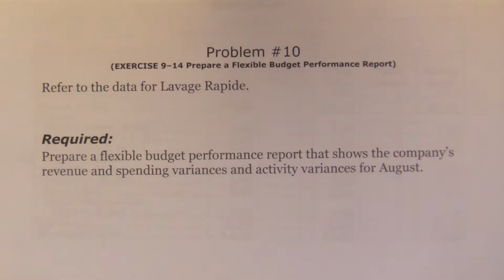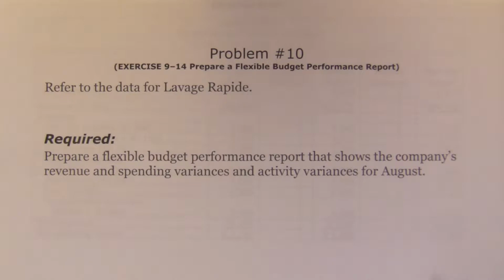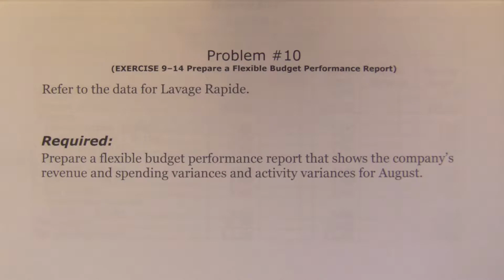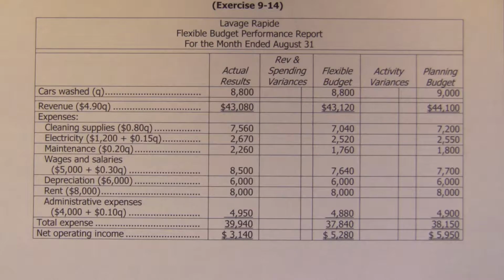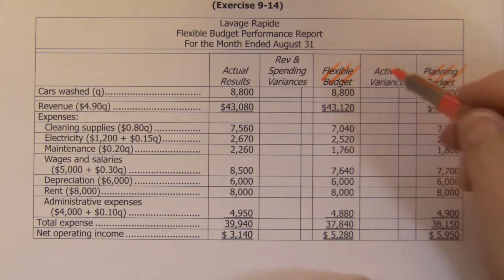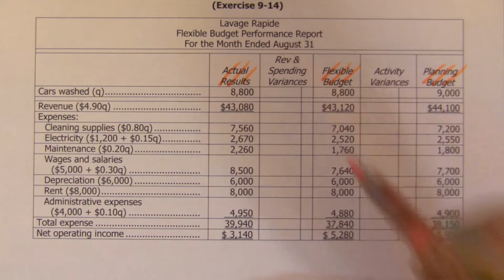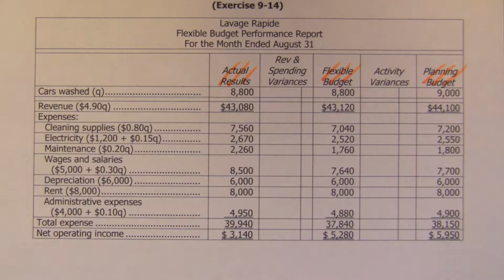Problem 10 in Connect, this is exercise 9-14 in your text, is kind of like the all together now version. We're all going to sing all the choruses. I've taken the information that we came up with from the planning budget, the information from the flexible budget, and the actual results. So they're from the problems that we had done earlier, and that's where all of those numbers came from, okay?